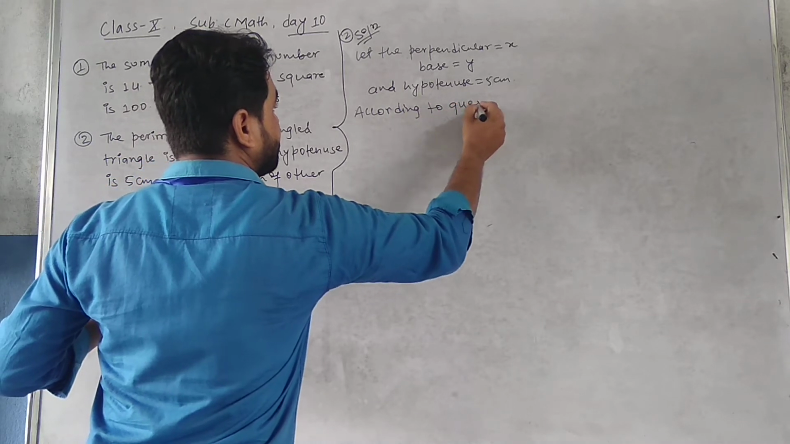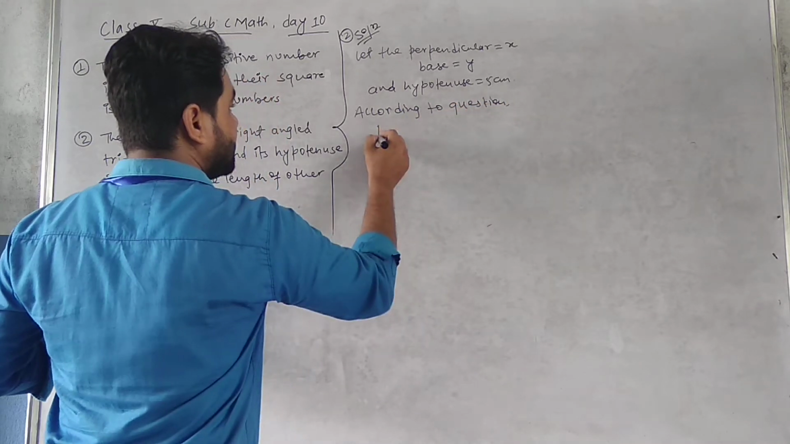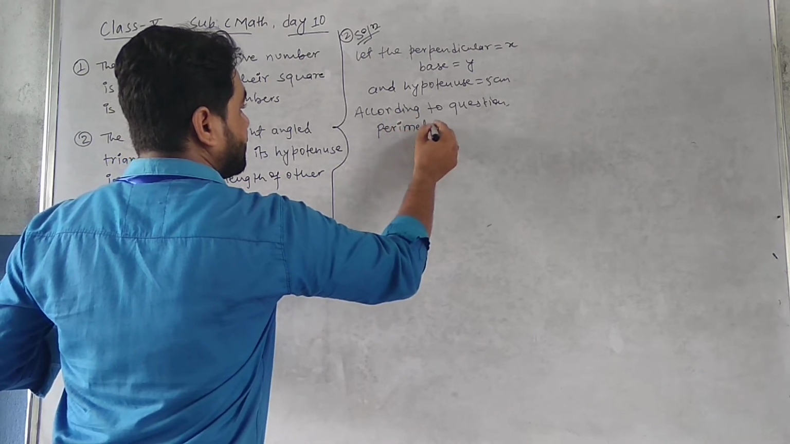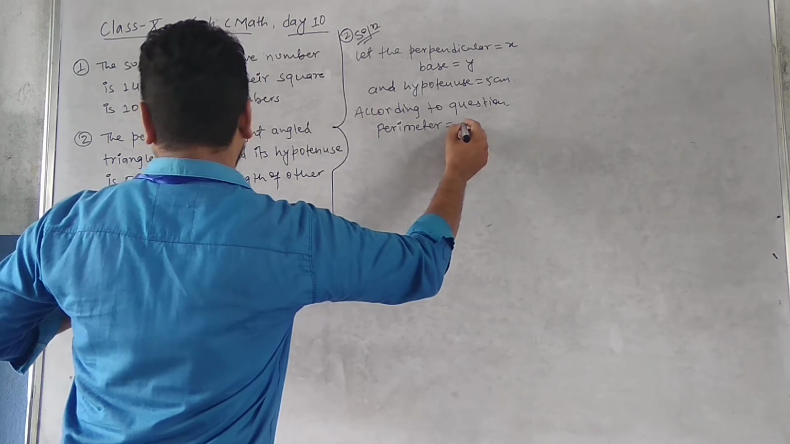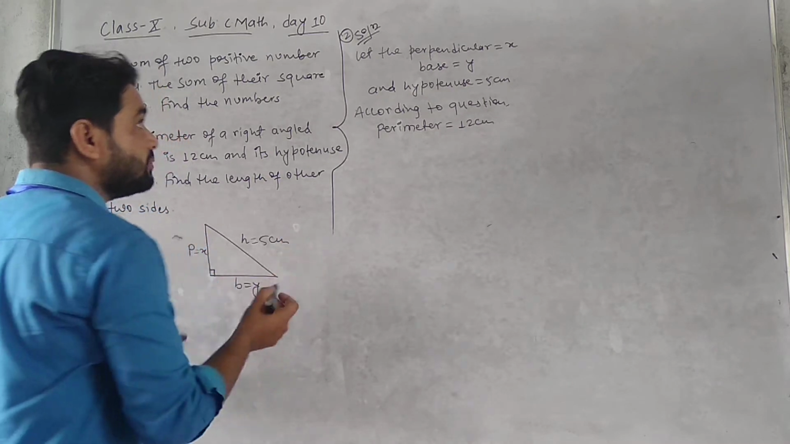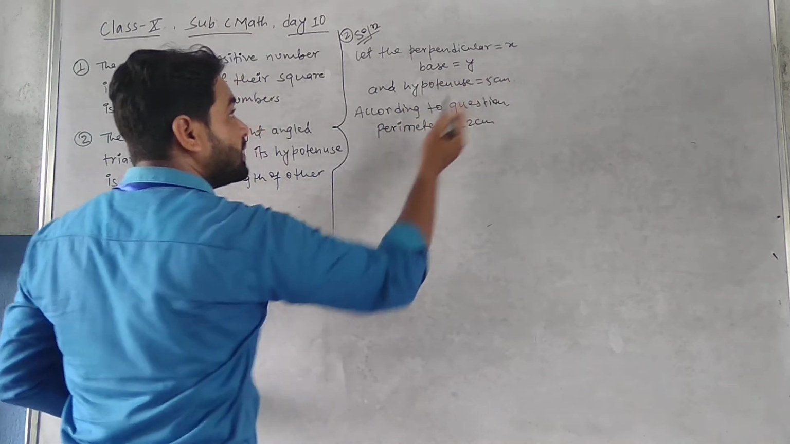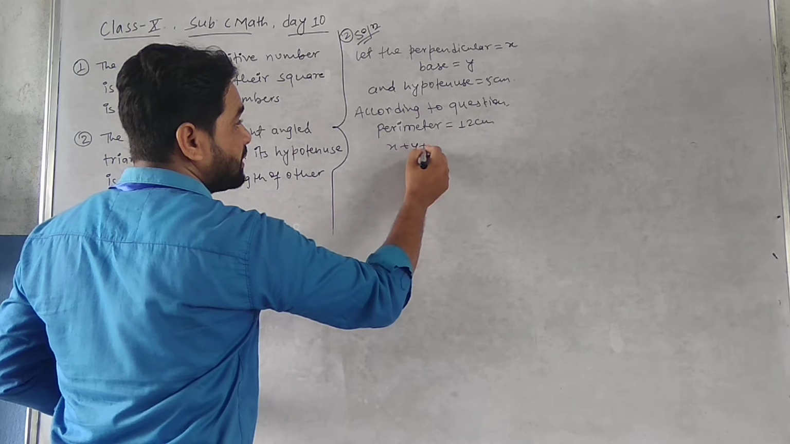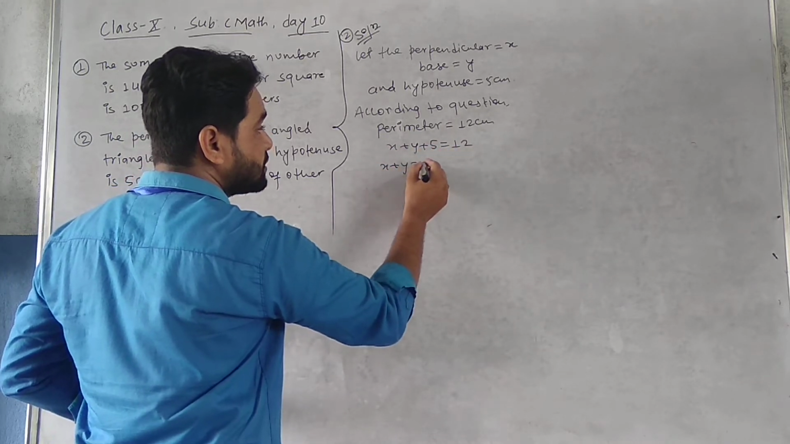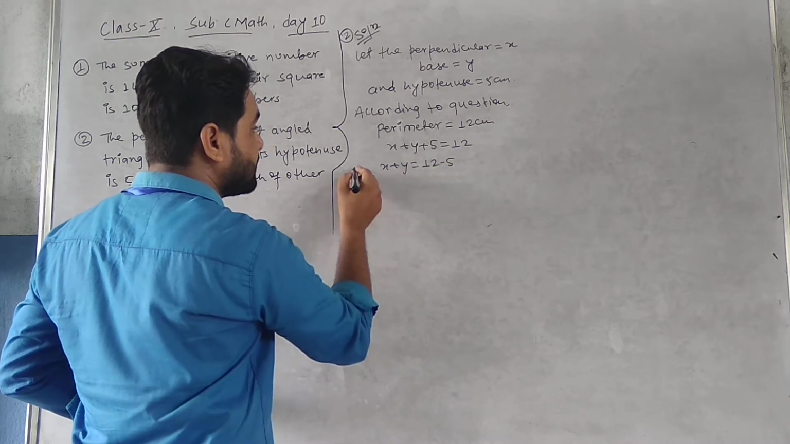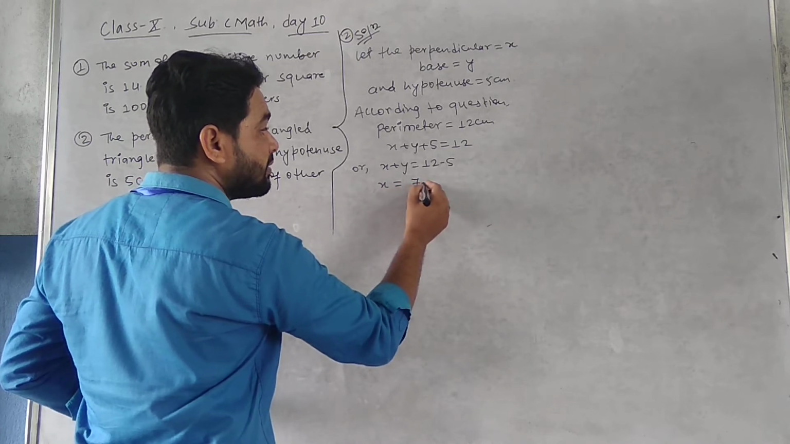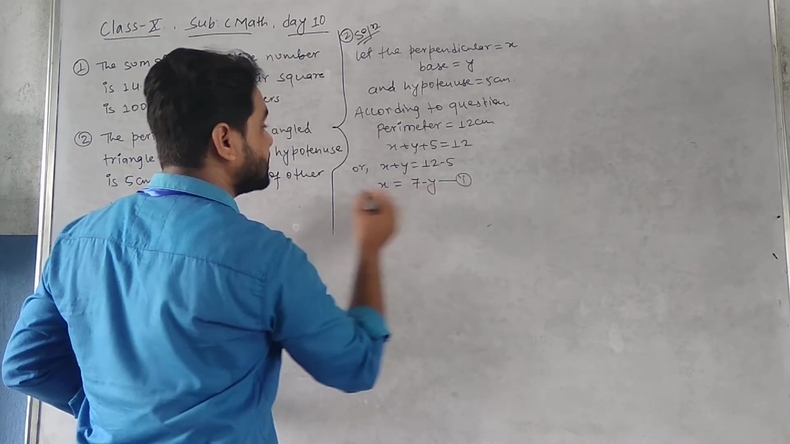According to the question, the perimeter is given as 12 centimeters. Perimeter means x plus y plus 5, so x plus y plus 5 equals 12. We get x plus y equals 12 minus 5, that means x equals 7 minus y. Suppose this is the first equation.